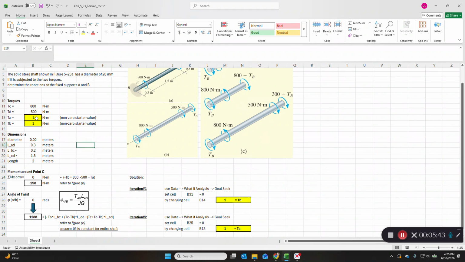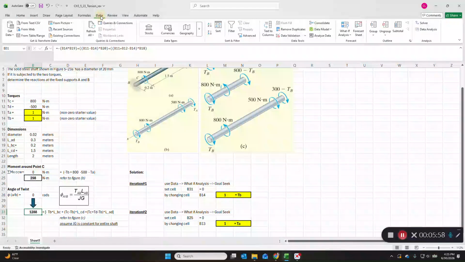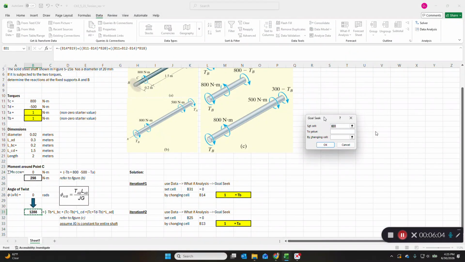And we're going to use Excel Solver or What-If to determine what they should be to make these values equal to 0. So there's a couple of solutions here. Iteration 1 is to use Data, What-If Analysis. So Data is up in the menu and What-If Analysis is over here. And there should be a pop-up, Goal Seek, and you might be able to see that.